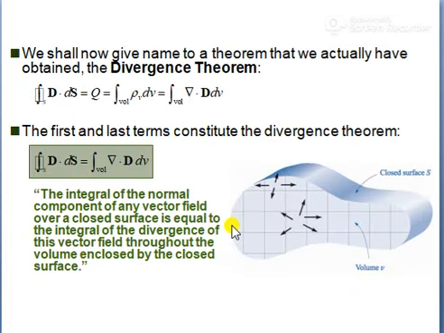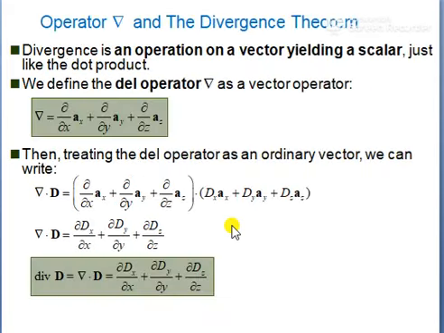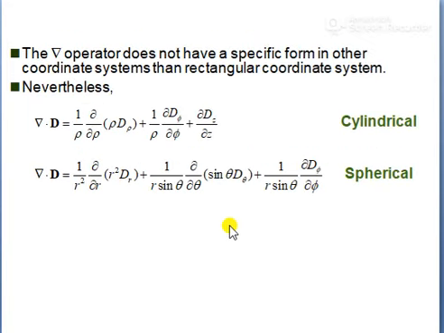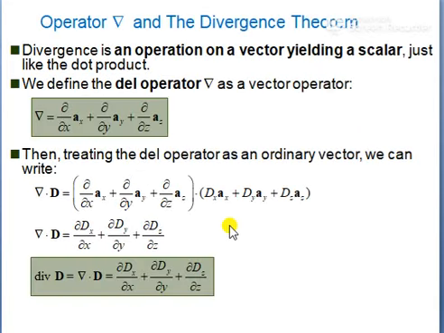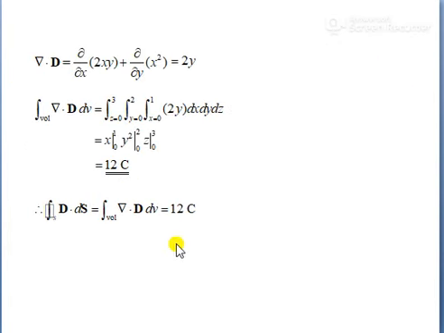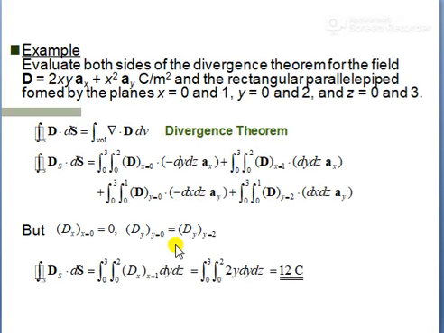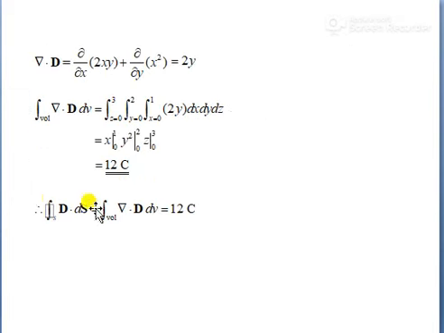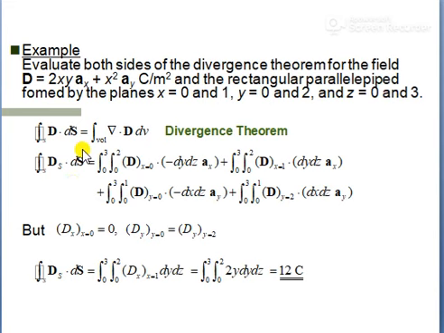This is about the divergence theorem, the del operator, and divergence operating in all the coordinate systems. And one problem associated with the divergence theorem, where we have proved that LHS is equal to RHS, that is, D dot dS is equal to del dot D dv.